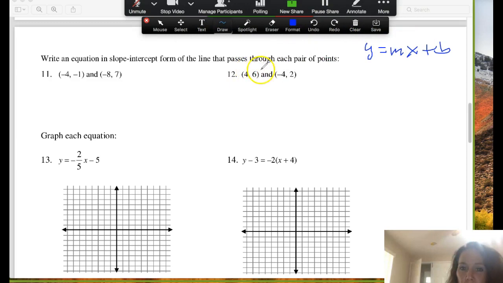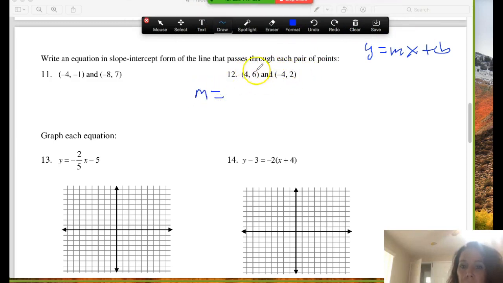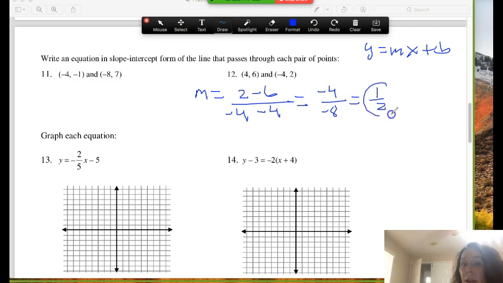It's your graphing form. So I'm just going to go find my slope. My slope is going to go y minus y, 2 minus 6, over x minus x, -4 minus 4. So my slope is going to be 2 minus 6, which is -4. -4 minus 4 is -8. Reduce this. This is going to reduce to 1/2. So I have my slope. Now I need my y-intercept. Well, I can't get that unless I use an xy point.